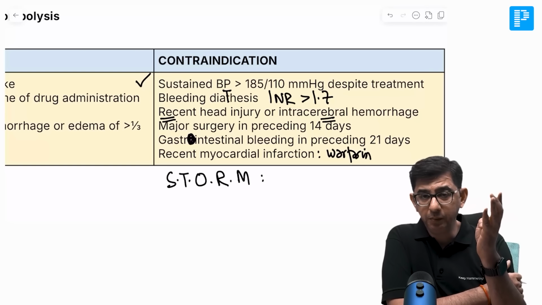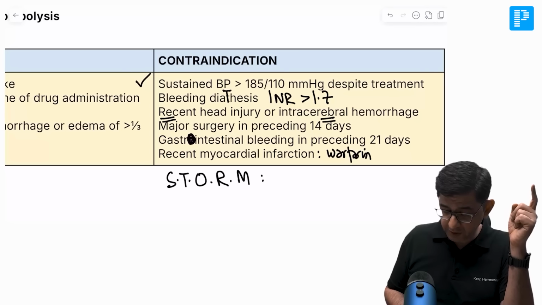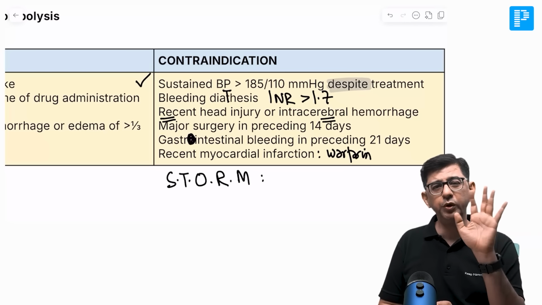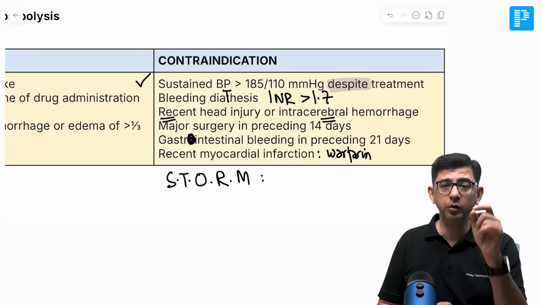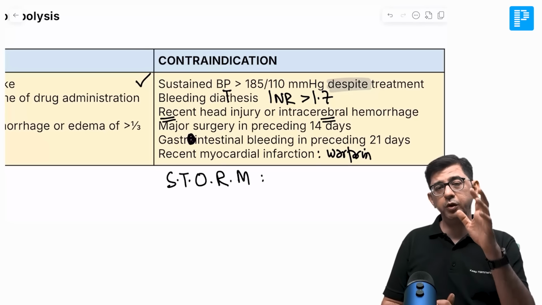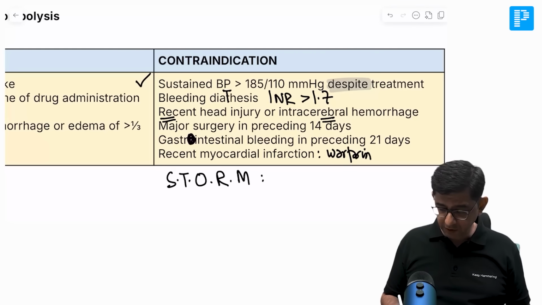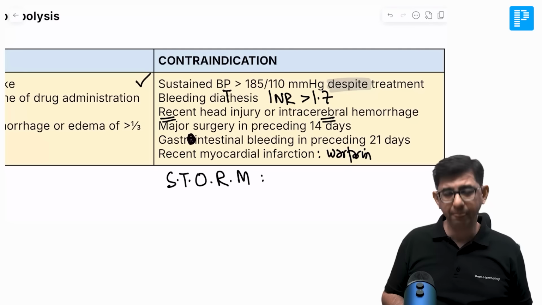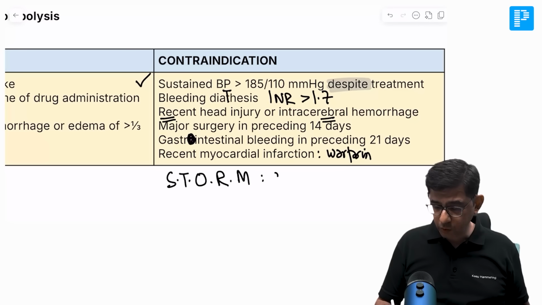As for sustained BP elevation despite treatment, mark my words there. Despite treatment, if the BP comes down, there is no tension. If BP does not come down despite treatment, that is when we'll be using it. So the message here is, if any one of these that I've described before is present in a patient, then we should not be doing thrombolysis.